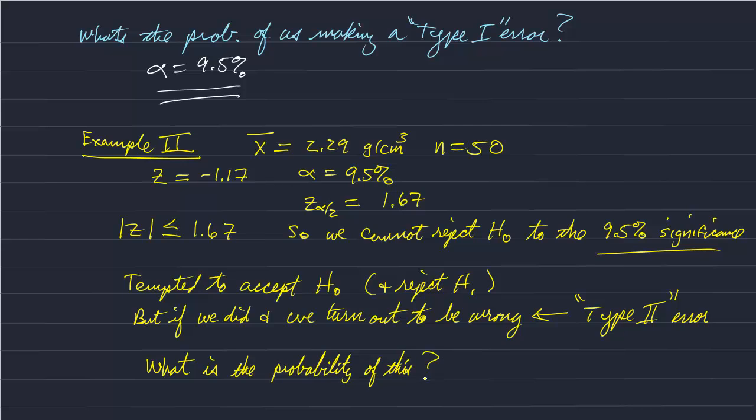And if you need to stop the video and think about it, I encourage you to do so. So that's the question. What's the probability of making a type 2 error? That is, that we accept H0 and say that the sampled population has the same mean as the previously studied population, but we're actually wrong, in fact, the sampled population comes from another population. What's the chance of that? Well, the answer is we can't tell, okay?